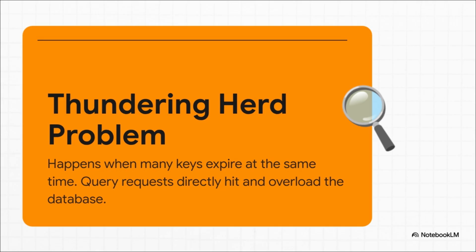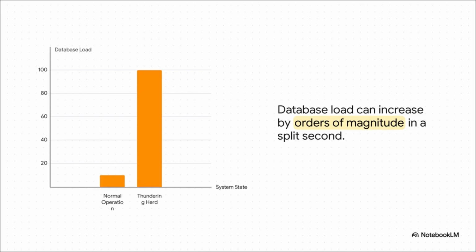That's your thundering herd. And just look at the impact here. It's absolutely insane. We're not talking about the database load doubling or tripling. No way. It can spike by orders of magnitude in a fraction of a second. Your system goes from being perfectly fine to completely overwhelmed, often so fast your monitoring systems can't even raise the alarm before it's too late.